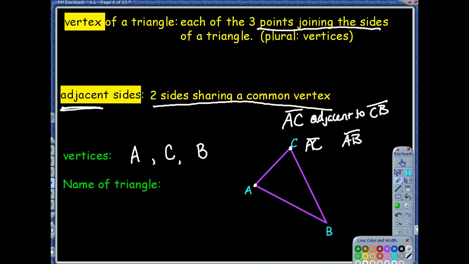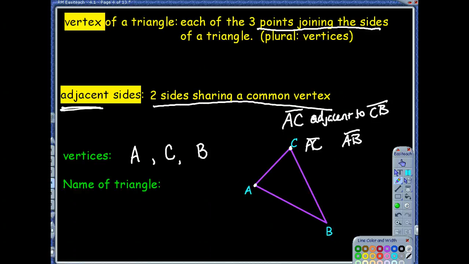Now, to name a triangle, let's think about how we've named things in the past. We name points with just one vertex, right? With that one point, one letter. The capital letter. Exactly. We named sides or segments with the little segment bar above it. We named it with the two endpoints. So points again. So we're getting this idea that we name things by points. But if I just had two points, that would only be a what? A segment. Or a side. Or a line or whatever.